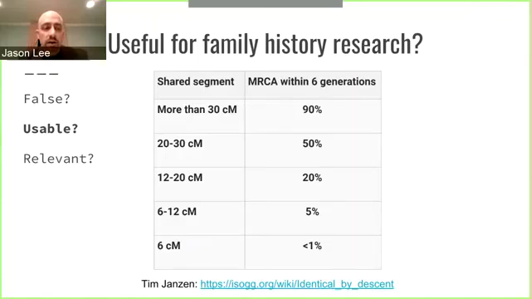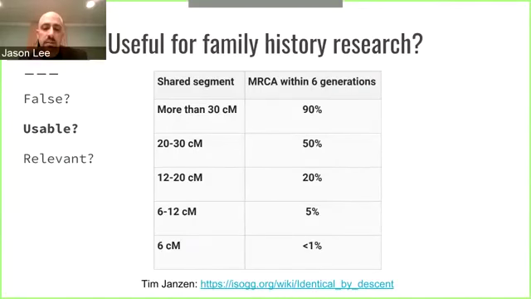So earlier, we talked about those three questions that I mentioned. Question one, is this a false match? Question two, is this a usable match? Question three, is this a relevant match? This gets to question number two, usable. Is it a usable match?